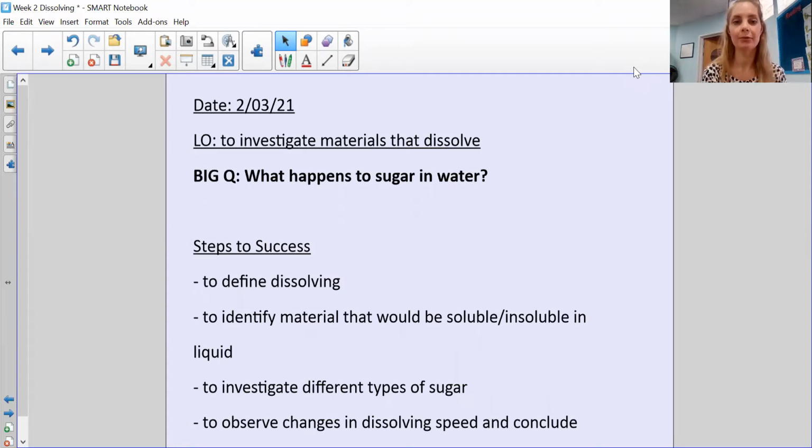Our steps to success involve being able to know what the definition of dissolving means. So how would you explain what dissolving means? To be able to identify a material that is soluble or insoluble in liquid, and we're going to look at what those terms mean, and to investigate different types of sugar and observe the changes in dissolving speed. Okay, so those are what we're going to be looking at today in our lesson.